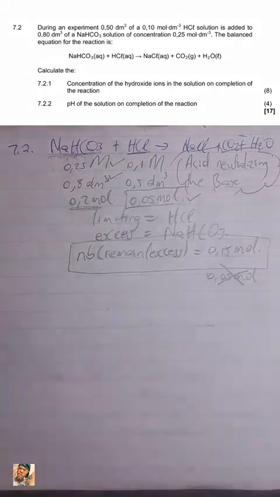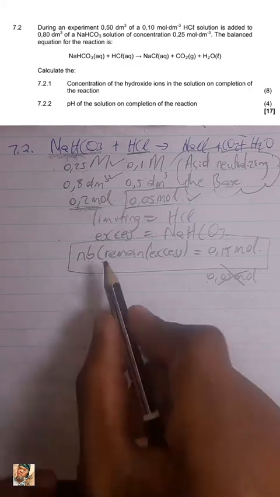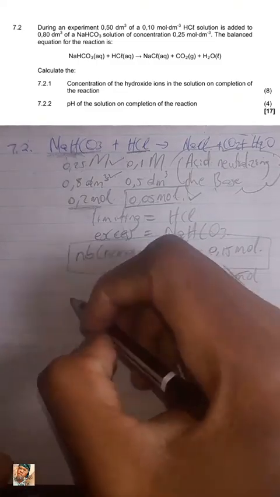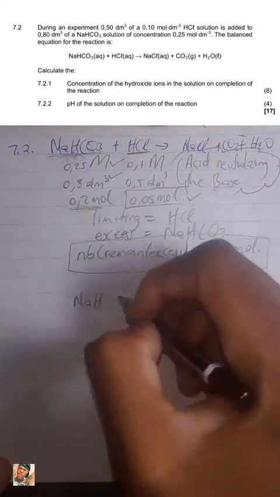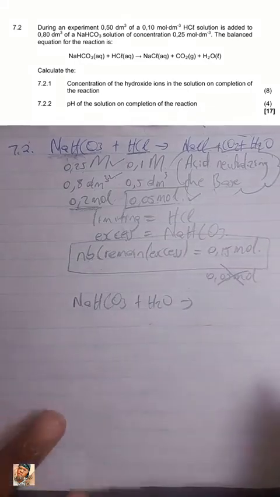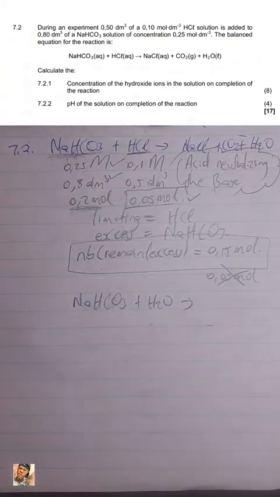Since the acid has already neutralized the base, we no longer have the acid, because the acid has completely reacted with the base. We only have the base remaining in the reaction mixture, which is the conical flask. So what is going to be the concentration of the hydroxide ions? Okay, so we're going to calculate it in the following way. Since it's only the sodium hydrogen carbonate that is remaining, it's going to react with water, of course, to give us the hydroxide ions.